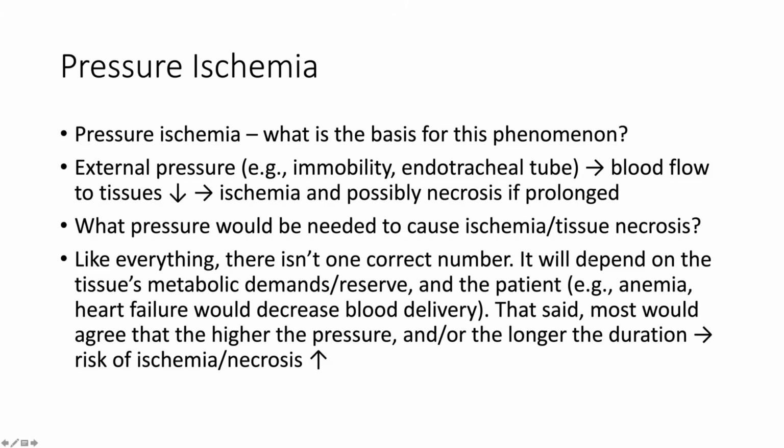Like I was mentioning before, it depends on a couple of things. One, how much demand does the tissue have? If it's something like muscle, where they have their own store of glucose, it's not as bad as, say, the heart muscle, which has no reserve. It'll depend on the patient themselves, right? Like how much oxygen supply is carried by the blood. If they're anemic, it'll take less time to cause necrosis than if they had a normal amount of RBCs. If they had heart failure, there's a decrease in blood supply.